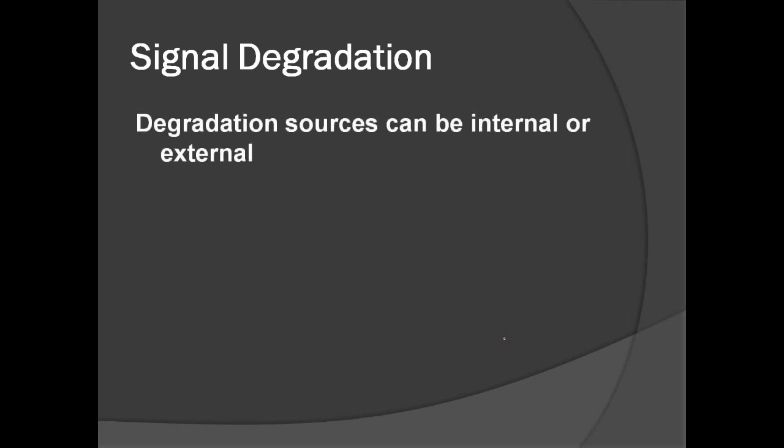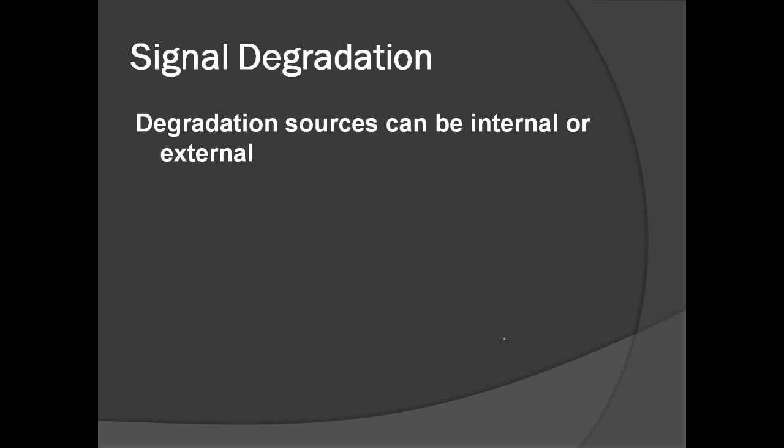Okay, so we also have to consider signal degradation. When we are installing network components or network cables, there's such a thing as signal degradation. Degradation sources can be internal or external. It may be from an internal source or an external source, so it depends on the location where you deploy the network device. For example, a wireless antenna installed outdoor. So there are different sources of signal degradation.